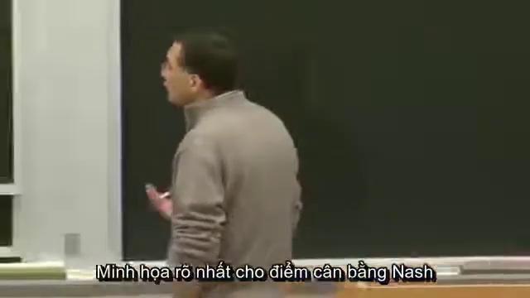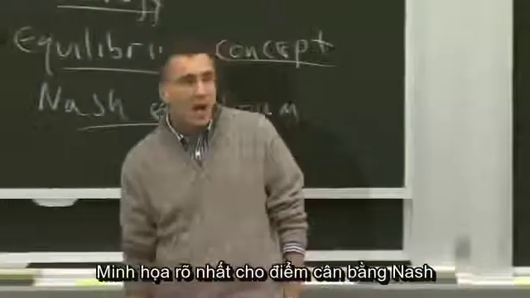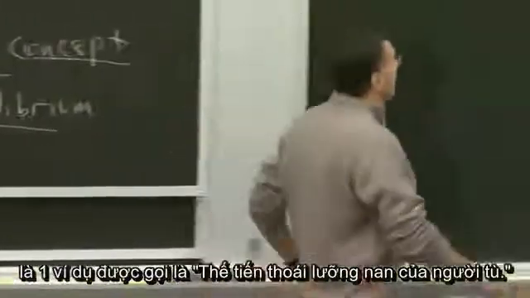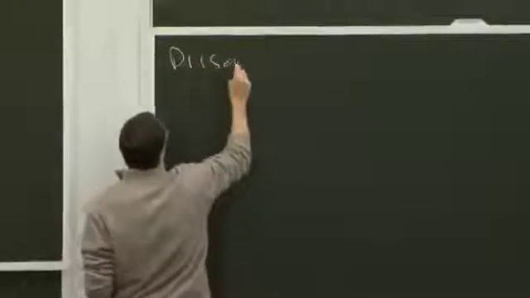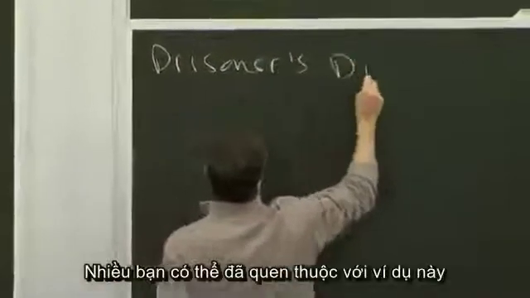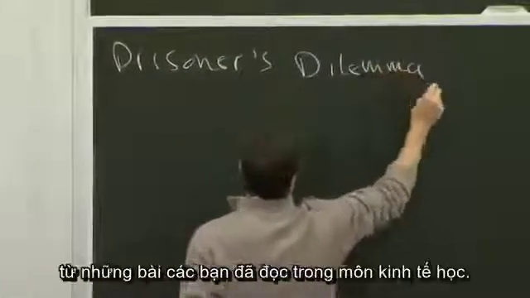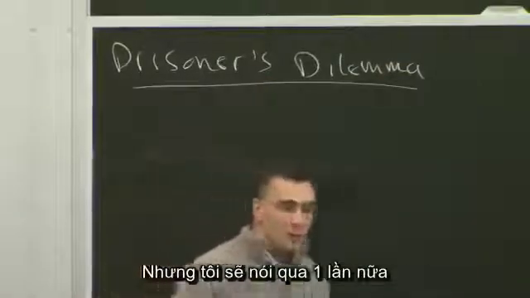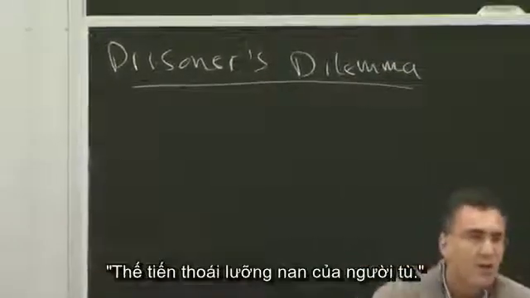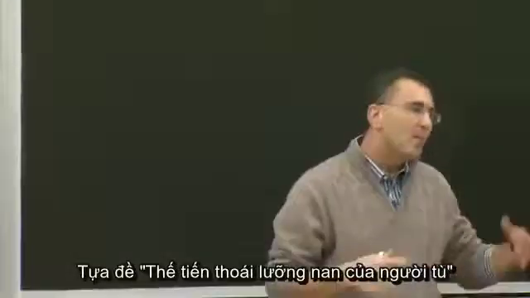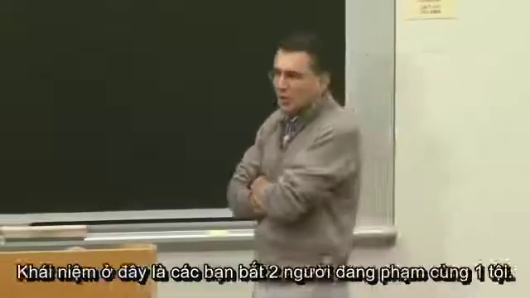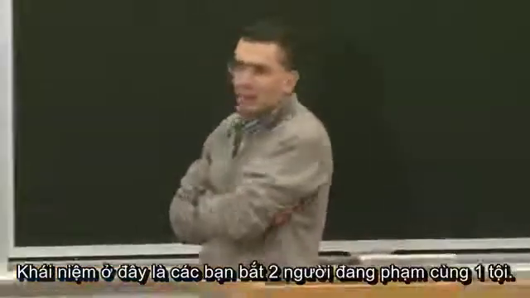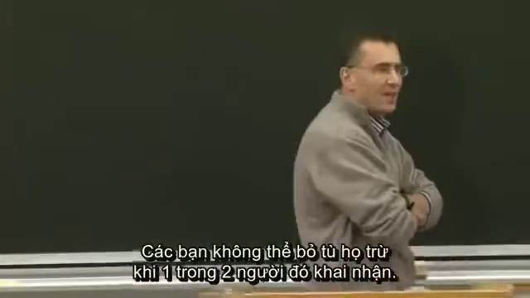Now, the best illustration we use of the Nash equilibrium is an example that we refer to as the prisoner's dilemma. Many of you will be familiar with this from more popular reading you've done in economics, but let me just go through it because it's important to understand. The prisoner's dilemma. The title comes from the old way they used to make police movies, where the idea is you catch two guys in a crime. You can't put them away unless one of them fesses up.